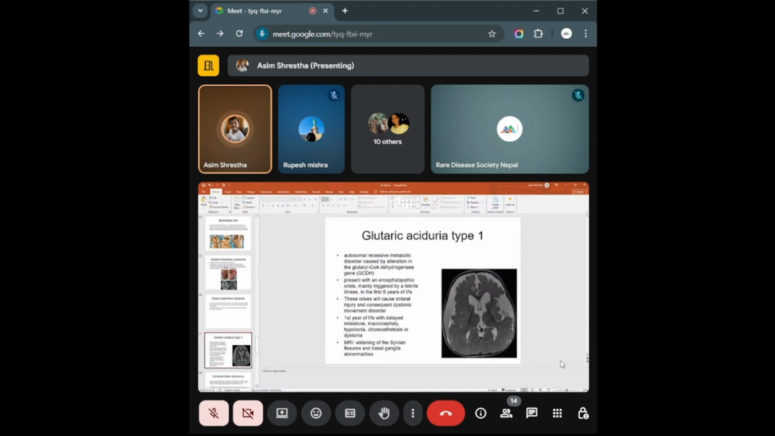Then glutaric aciduria type 1. Again, this is an autosomal recessive condition due to GCDH deficiency. The patients usually present with an encephalopathic crisis, mainly triggered in a child with developmental delay.